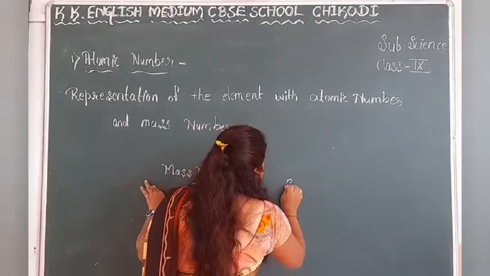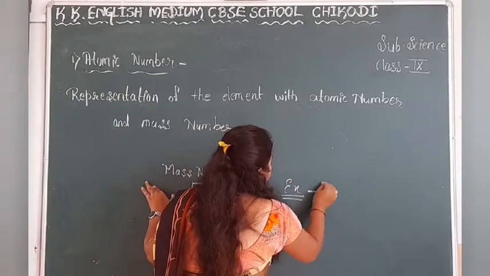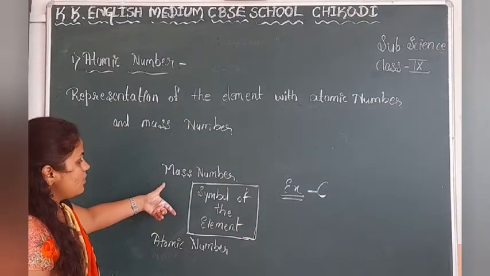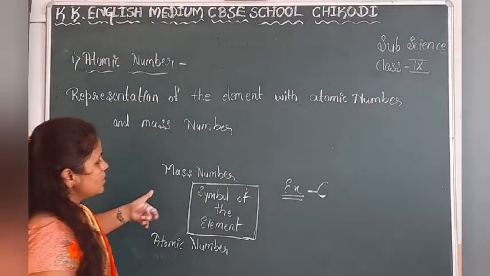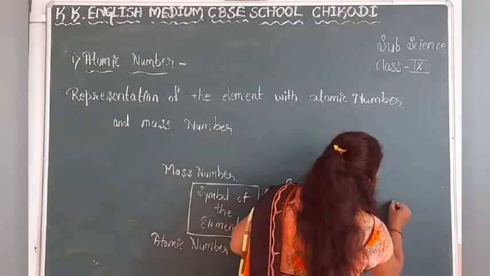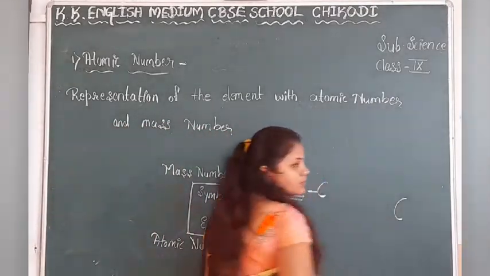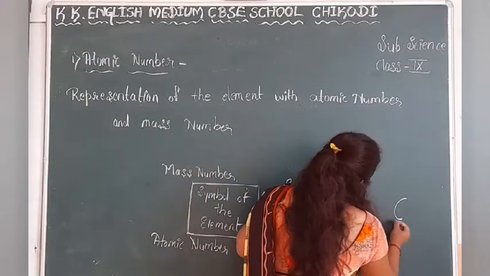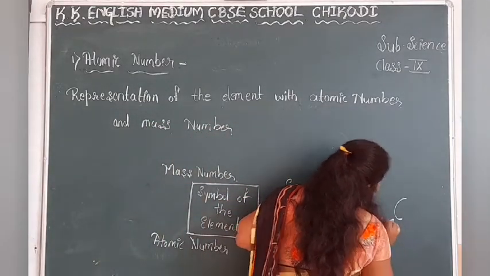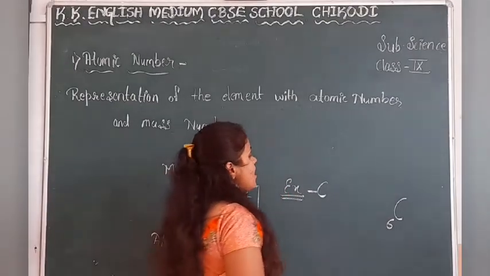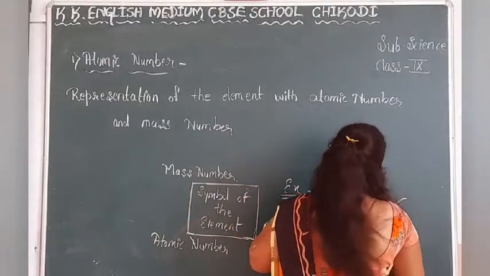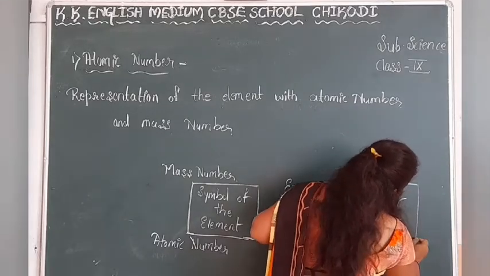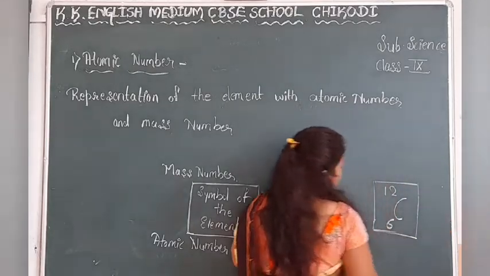Okay, example you can take here about the carbon. How are you going to represent it in the form of this representation? So first you have to write the carbon symbol. This is the carbon symbol. What is the atomic number of carbon? It is 6. And what is the mass number of carbon? It is 12. So the representation is finished.